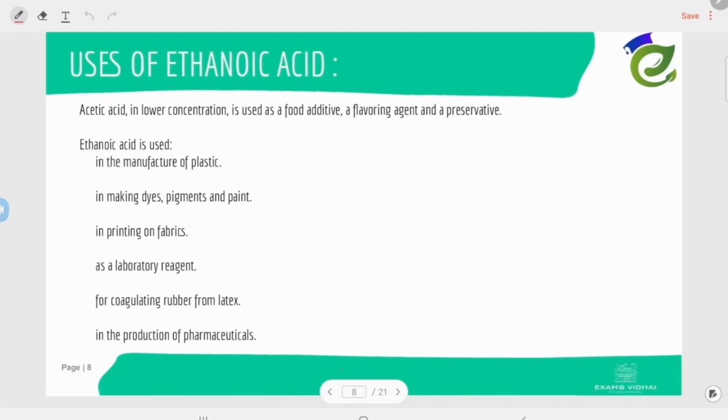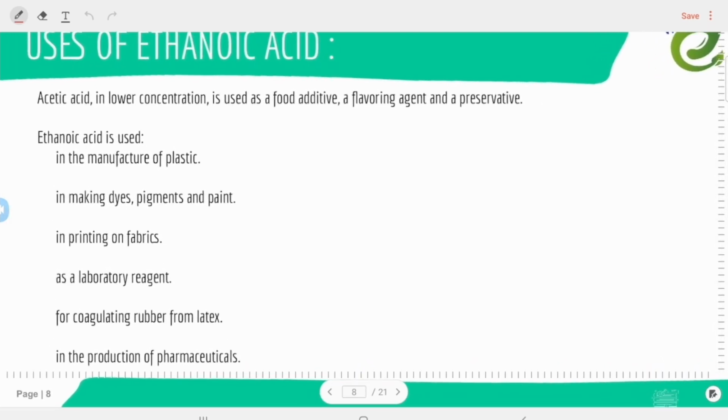Uses of ethanoic acid. Acetic acid in lower concentration is used as a food additive, a flavoring agent and preservative. We know the preservative and flavoring agent is vinegar. Ethanoic acid is used in the manufacture of plastic, in making dyes, pigments and paints, in printing on fabrics, as a laboratory reagent, for coagulating rubber from latex, and in the production of pharmaceuticals.